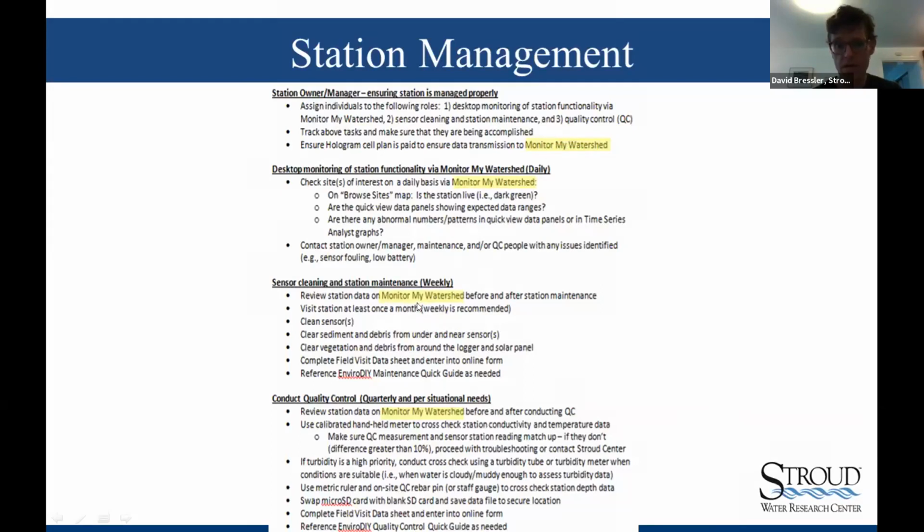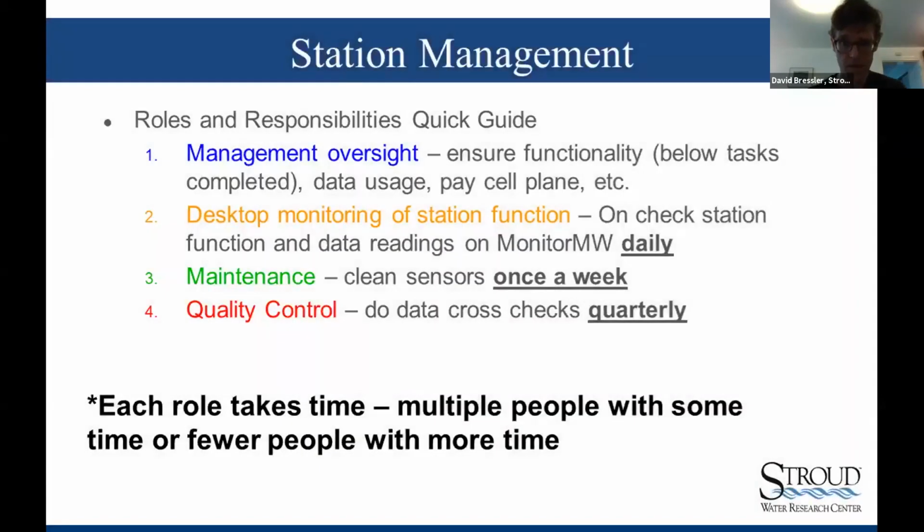But even when you're cleaning the sensors, you want to check it before and after you clean the sensors to see what's happened. And you want to see what the data look like while you're out there doing your work. Same with quality control. You're going to be checking the data on Monitor My Watershed to see if your cross checks match up. And I'll get into that in more detail. So management and oversight by the station owner, making sure that all 3 of these other roles are performed as they need to be done.